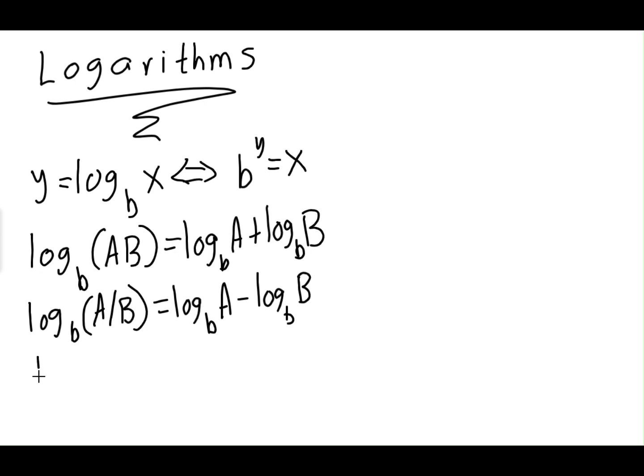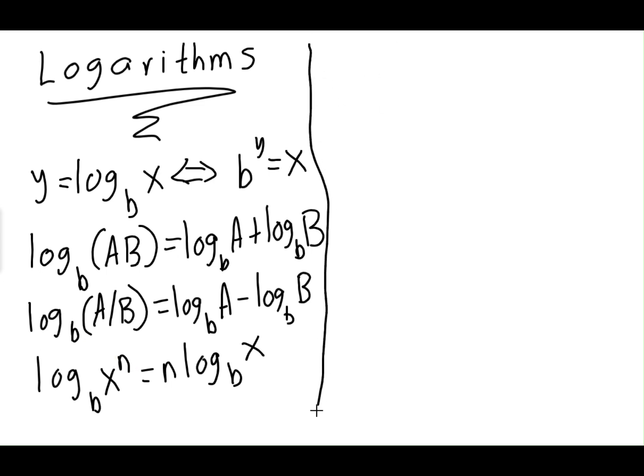So the next rule is the log base b of x to the n is equal to n times the log base b of x. Basically, this one is the most important one. It says you can take a power and move it out front to get that. So this is why we want logs, is because we can take a power and move it out front. Now, there are other rules that you probably learned in your logarithms class, but these are the most important ones because all the rest, well, they can be derived from these.